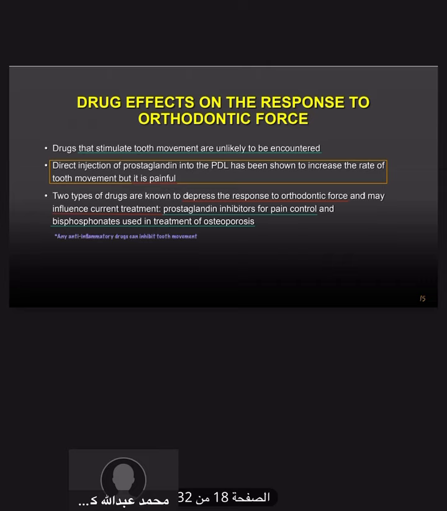Two types of drugs are known to depress tooth movement and may influence current orthodontic treatment. So the prostaglandin inhibitors, like painkillers, and bisphosphonates, which are used in osteoporosis patients. So any anti-inflammatory drugs can inhibit the tooth movement, but it depends on the dose and duration of the medicine.